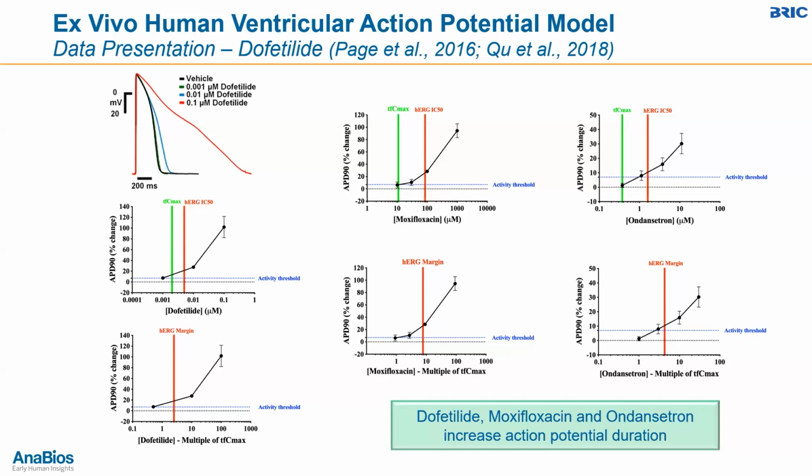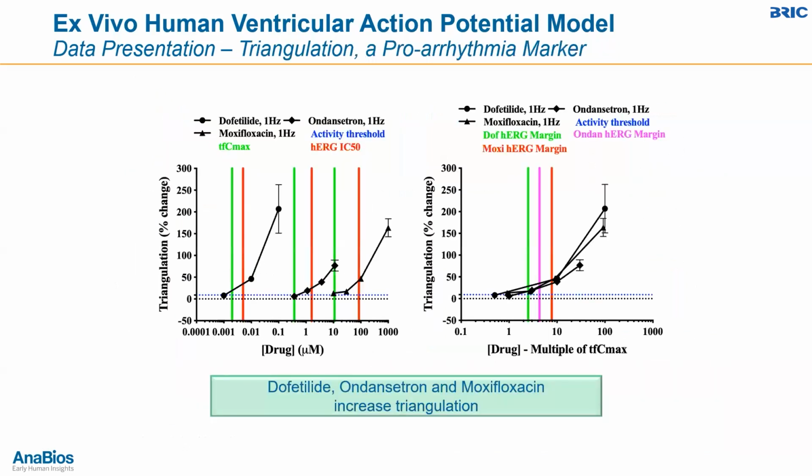In addition to the action potential data, we can also look at their potential to cause manifestation of proarrhythmia markers. And here I'm showing you data with the triangulation. Again, you can see on the y-axis the percentage change in triangulation versus the concentration we tested for the 3 different drugs. And you can see we compare the manifestation of the proarrhythmic markers to the therapeutic free Cmax and to the hERG IC50 that were generated with these 3 compounds.